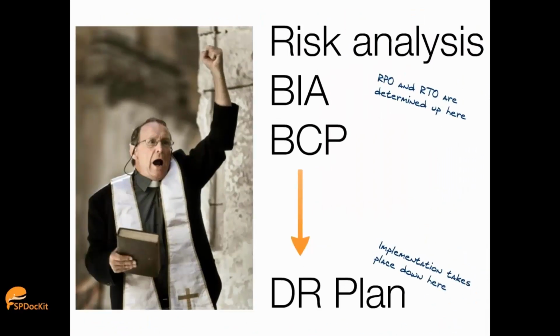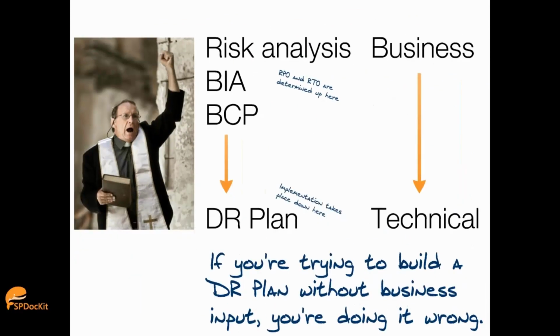Risk analysis, BIA, BCP, these all feed into a disaster recovery plan. And if you look at where certain determinations are made, RPO and RTO are determined up in the risk analysis, the business impact analysis, etc. It's up in the strategic planning level. Implementation takes place down at the recovery plan level. We're moving from business to technical. This is the important point. If you're trying to build a recovery plan without business input, you're doing it wrong.